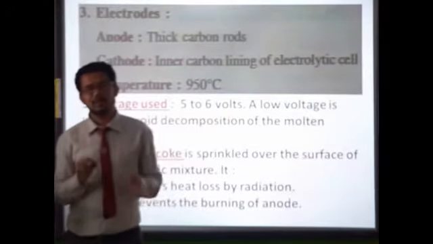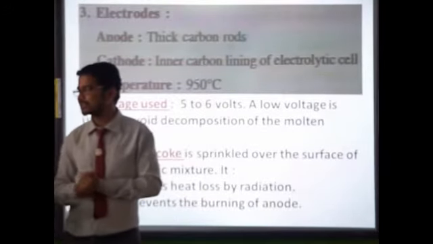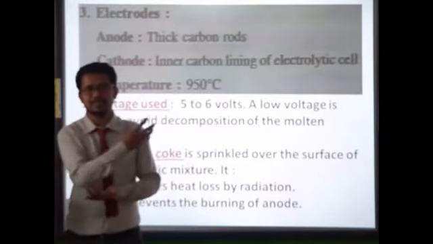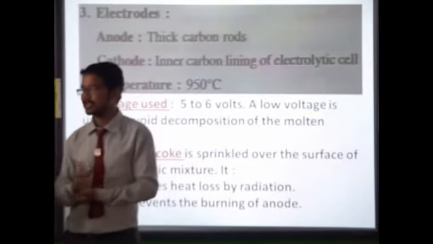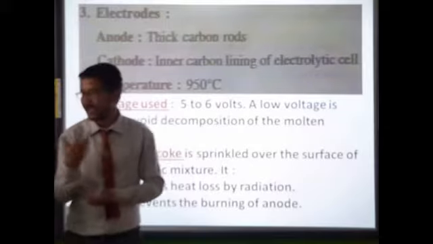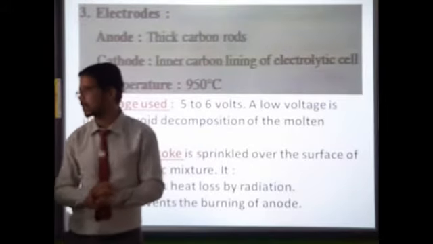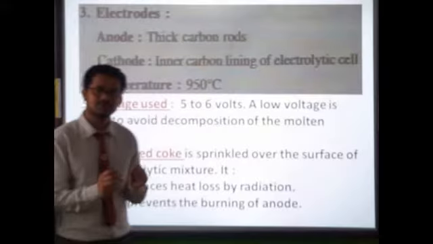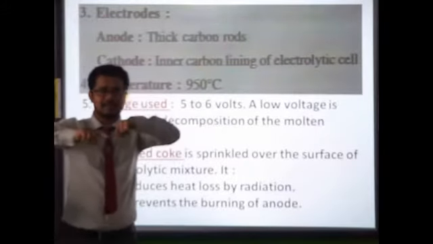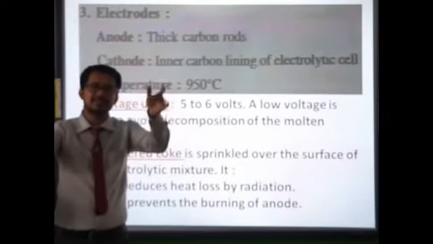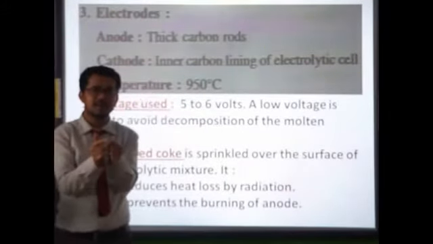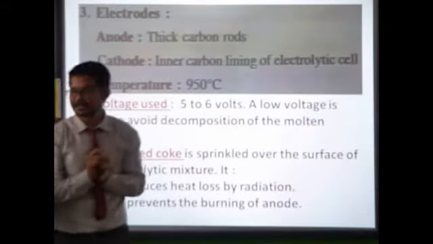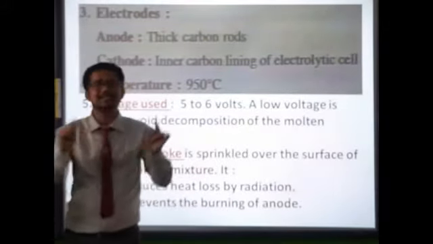So here, what is the anode? Anode used in this process, in this electrolytic reduction, is thick carbon rods, and cathode is the inner carbon lining of the electrolytic cell. Inside this iron tank there is an inner lining of carbon that acts as cathode.